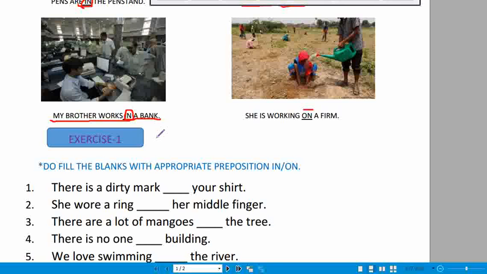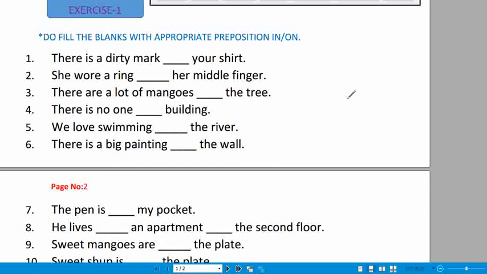Let's look at the exercise. Exercise 1. Fill all the blanks with the appropriate preposition, in or on. We have to use either in or on. Let's look. There is a dirty mark dash your shirt. When there is a mark on a shirt, that is on the shirt.